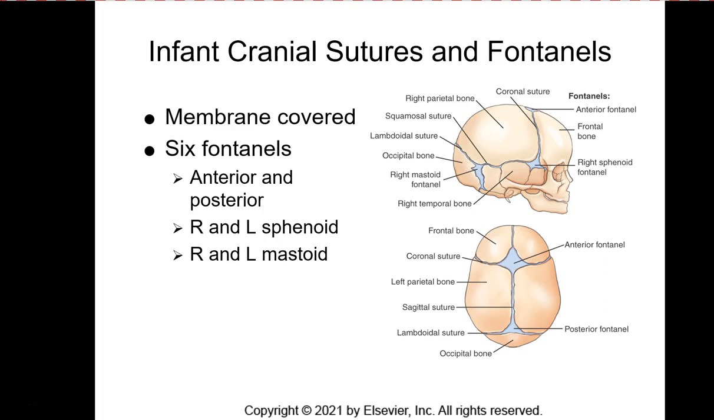The two smaller fontanelles that close soon after birth are the sphenoid, which becomes the pterion, and you can see that here. So the sphenoid becomes the pterion. That closes sooner after birth, and then the mastoid fontanelle, which becomes the asterion in the adult, and that's back here.